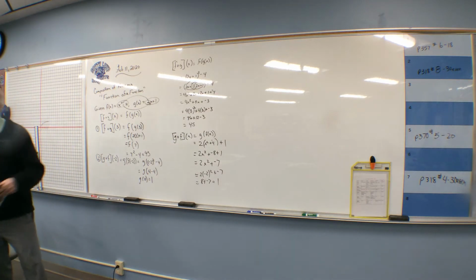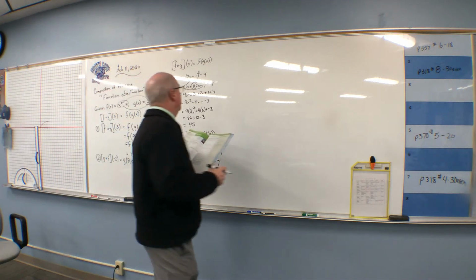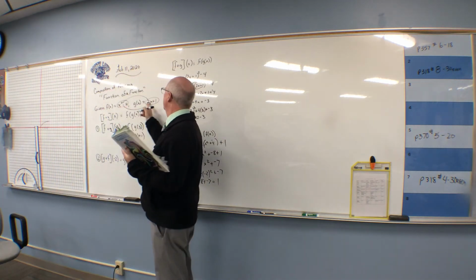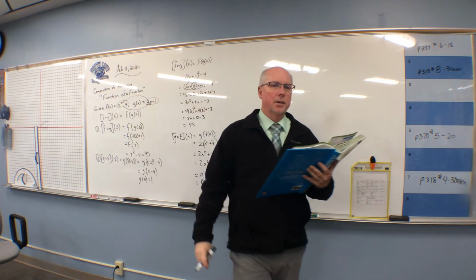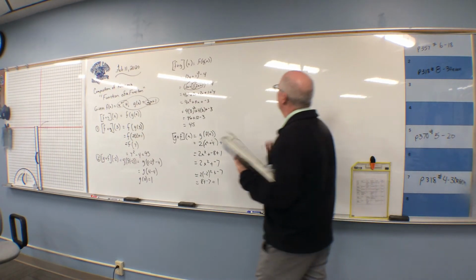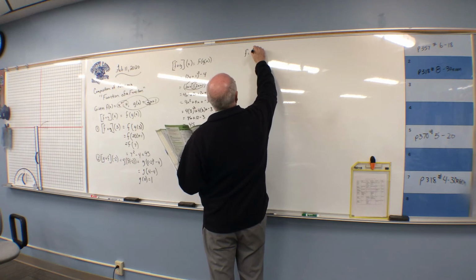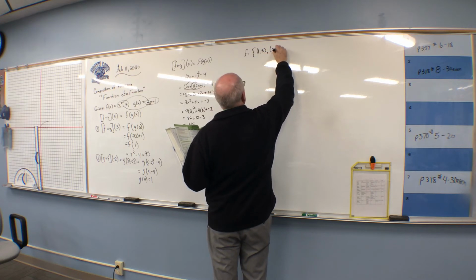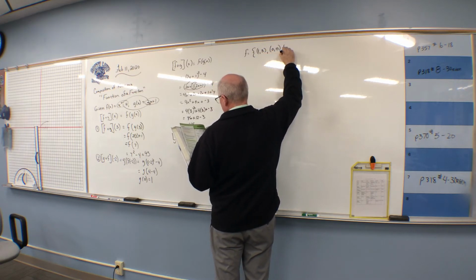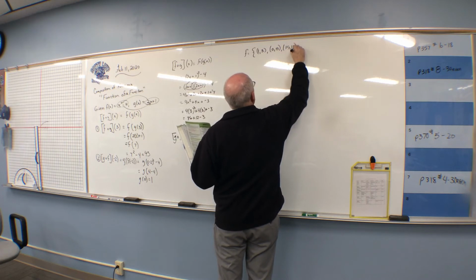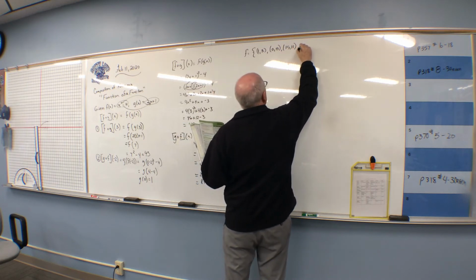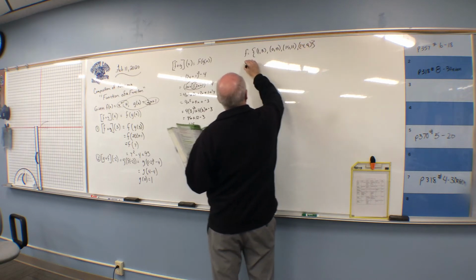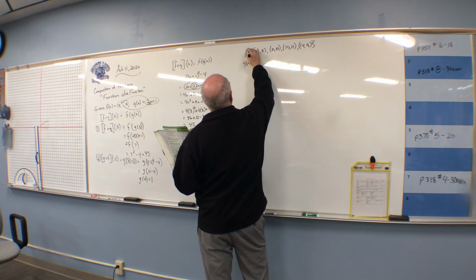Now let's take a look at something else. This is if we have two functions that are mathematical expressions. What happens if we have two functions that are ordered pairs? Good question. I'm going to show you. Oops, should have said f of x.